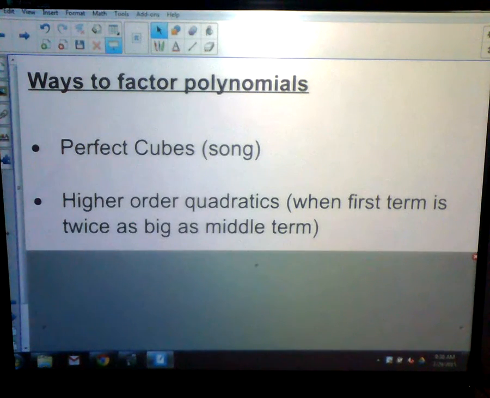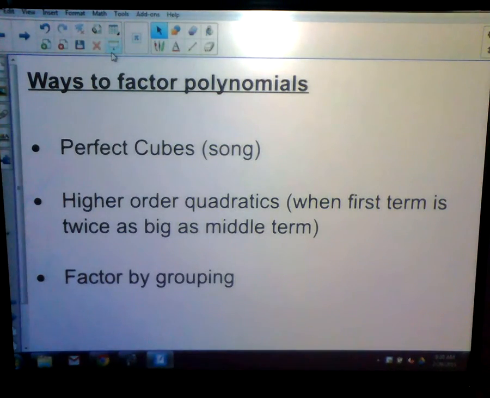Another one is called higher order quadratics. That's where the first term is twice as big as the middle term, so it looks like a quadratic, where it's twice as big as the one before it. And the last way is called grouping. So let's start off with the perfect cubes.